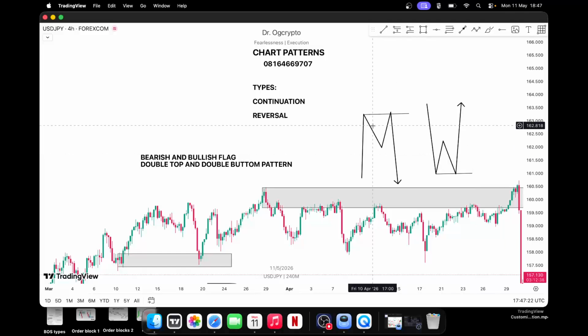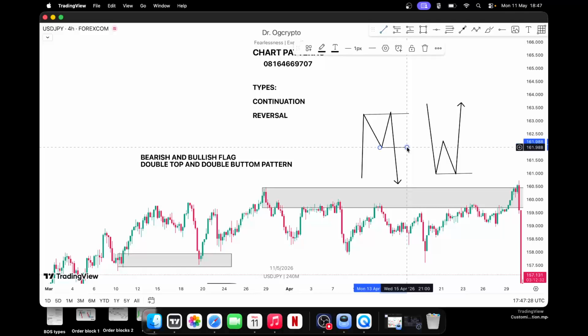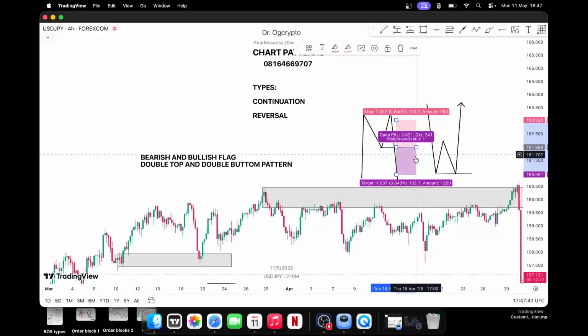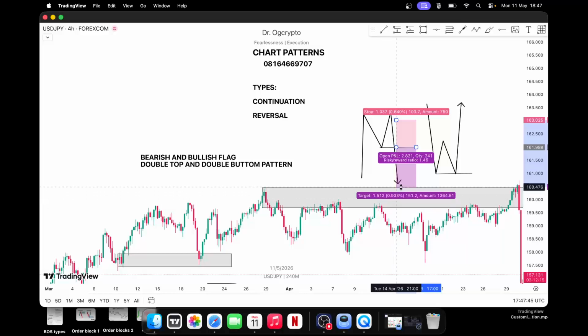So how do we trade this? You just locate the neckline. Then you short from here, because the market is coming down. You place your short trade. The neckline will be your entry. You target this place, then your stop loss will be a little bit here.